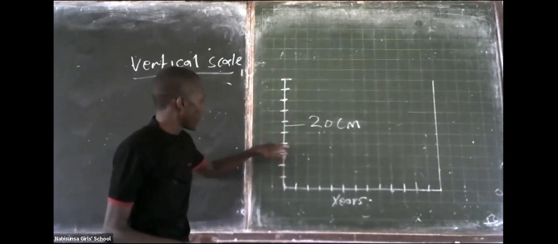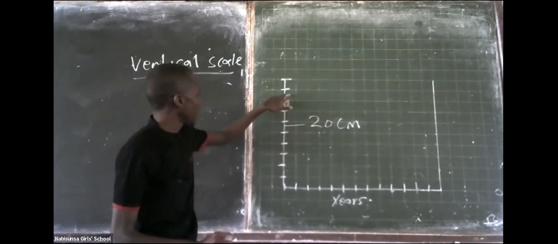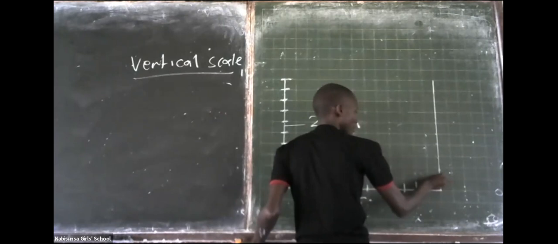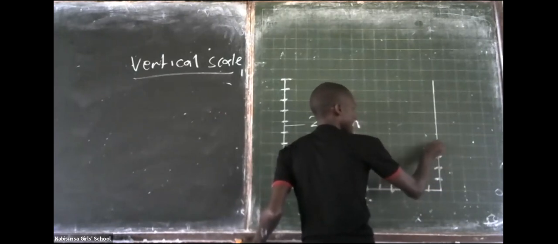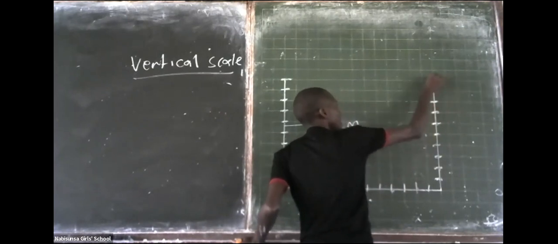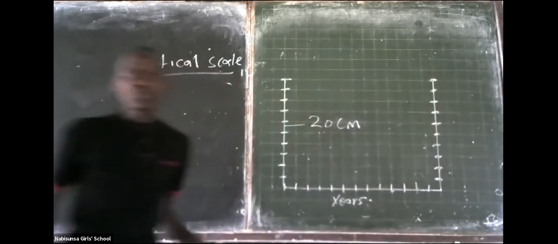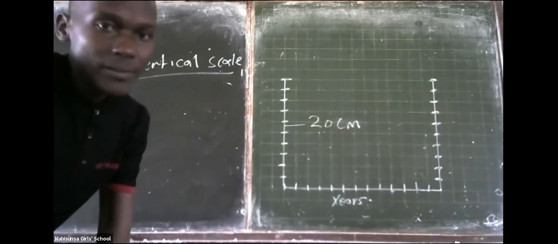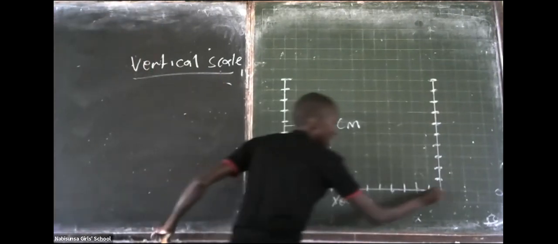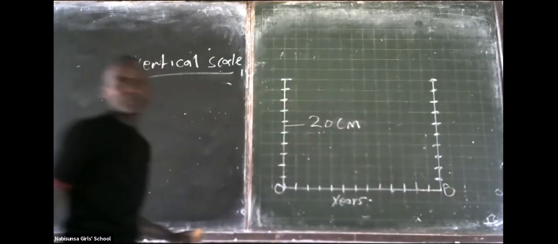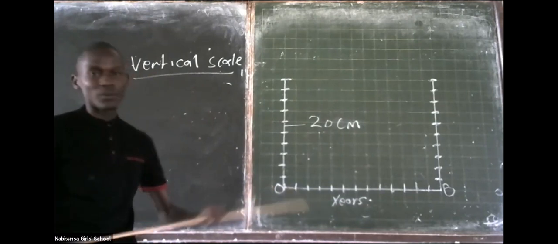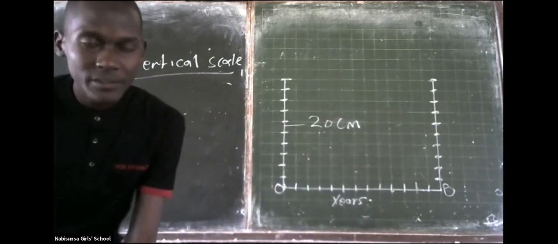1, 2, 3, 4, 5, 6, 7, 8, 9, 10. Even on this side, you do the same. But make sure that the space you leave there is 2 centimeters. I want you to have such a thing. And here at the beginning, right there, 0. Even here, 0. You are not supposed to forget that 0. It's a must.